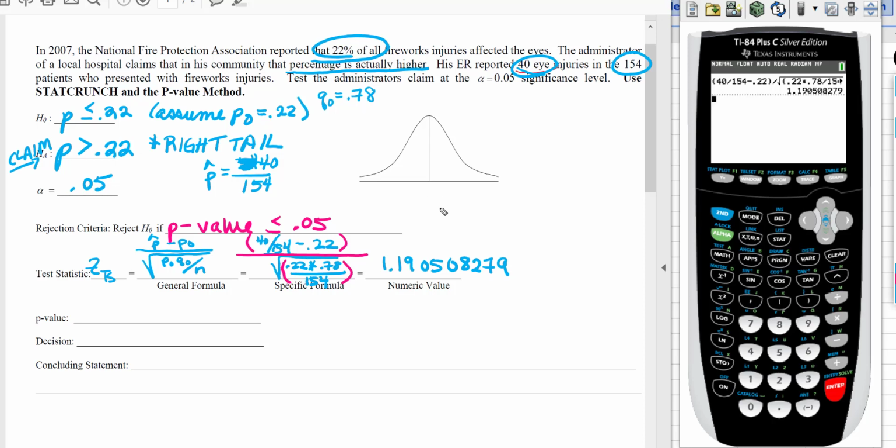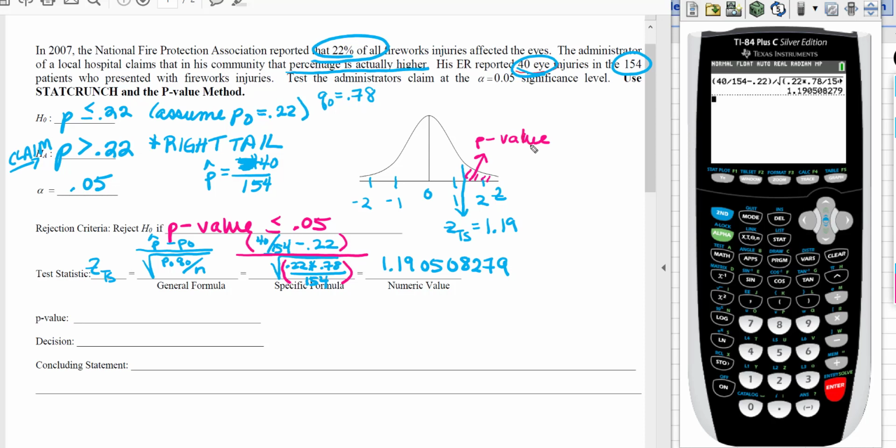Graphically, remember, this is a z distribution. With a z distribution, we have 0, 1, and 2, and negative 1 and negative 2 on our curve. If our z test statistic is 1.19, I can label that z test statistic 1.19. This also indicates that our p-value, remember, it's right-tailed, so I'm shading the area to the right. Our p-value is the probability of it being in that region.